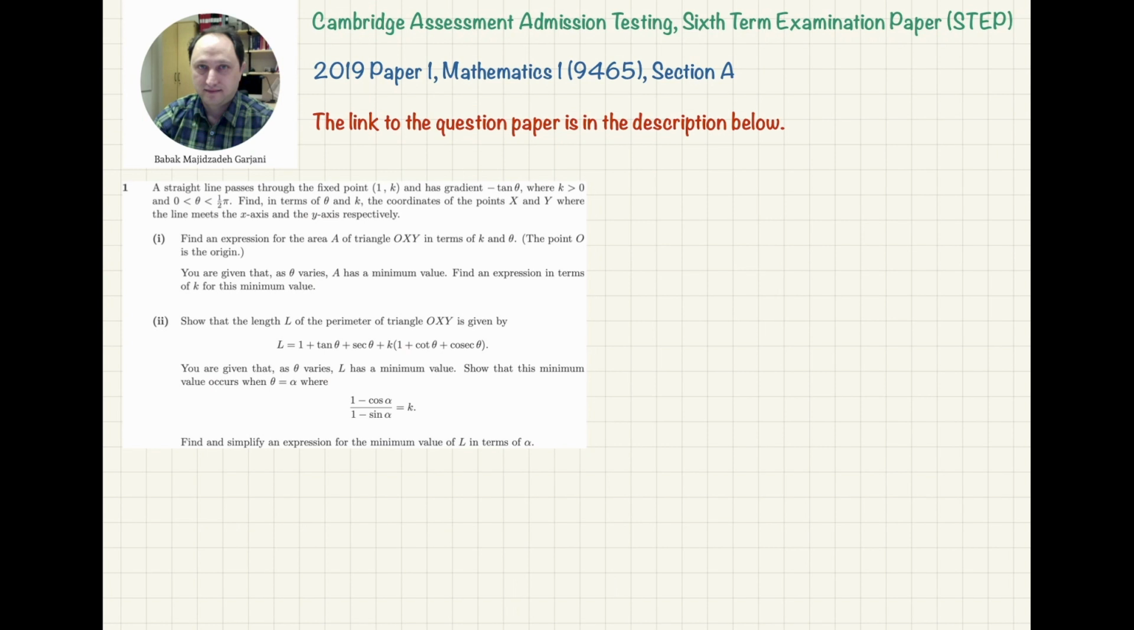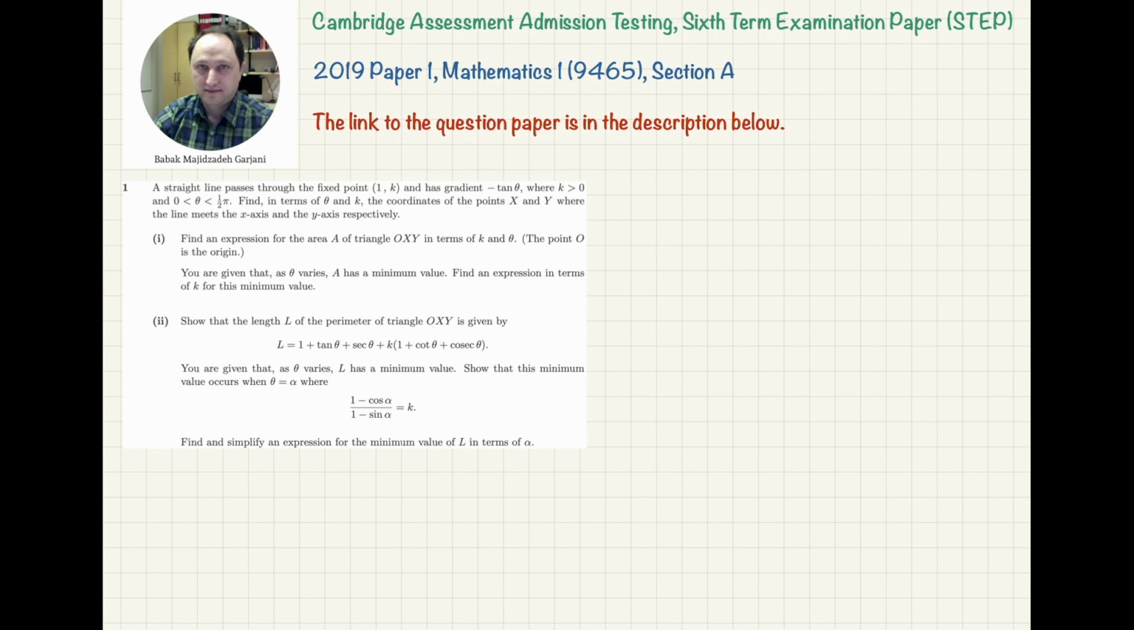A straight line passes through the fixed points (1, k) and has gradient minus tangent of theta, where k is positive and theta lies between 0 and pi over 2. Find, in terms of theta and k, the coordinates of the points X and Y, where the line meets the x-axis and the y-axis respectively. Okay, let us stop here, solve this part.